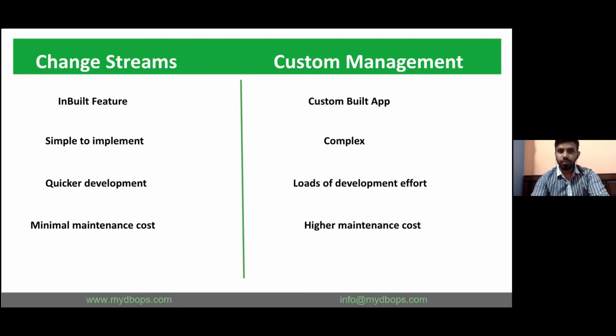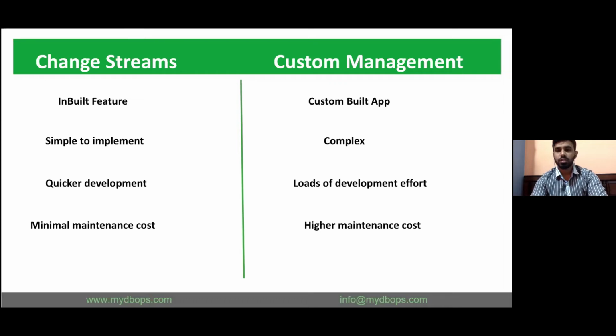When change stream came in, it is an inbuilt feature. It is very simple to implement, and it doesn't require much time. Whereas with a custom application, you have to sit and write your own code to get the information from the oplog, and you have to build your own application for it. So that is complex again. Change streams mean quicker development, and I'm just talking here with regards to MongoDB.